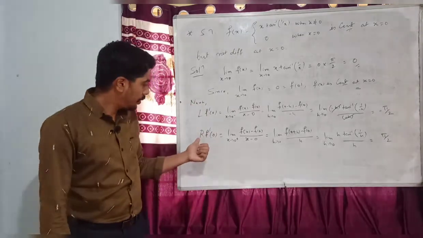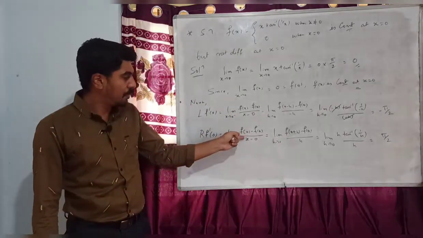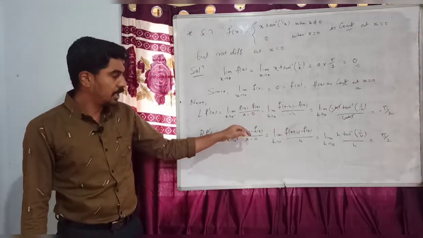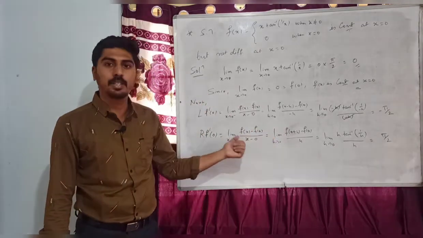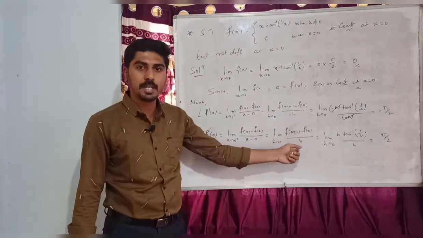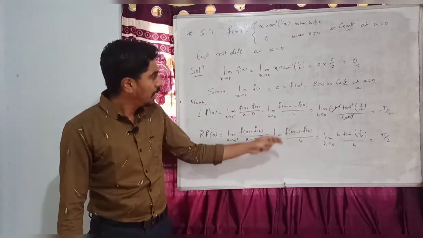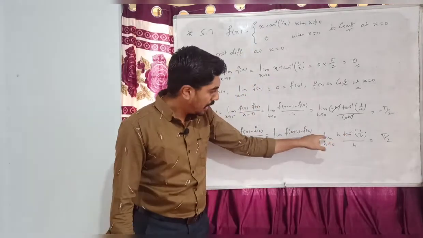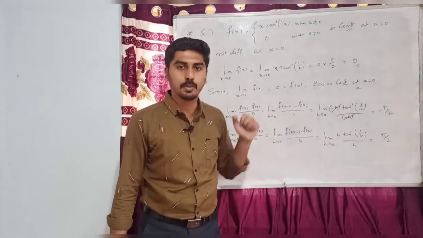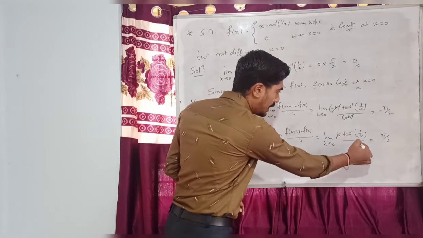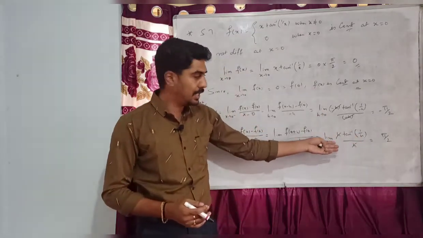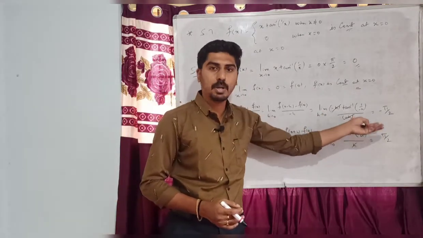Now let us find out the right hand derivative. The right hand derivative R of f dash of 0 is defined as the limit of (f of x minus f of 0) divided by (x minus 0) as x tends to 0 plus. First I put x equal to 0 plus h and take the limit as h tends to 0. So this will be equal to the limit of (f of 0 plus h minus f of 0) divided by h as h tends to 0. By the definition of f of x, this will be equal to the limit of h into tan inverse of 1 by h divided by h as h tends to 0. Here h and h get cancelled. As h tends to 0, 1 by h will be infinity, so tan inverse of infinity will be equal to pi by 2.